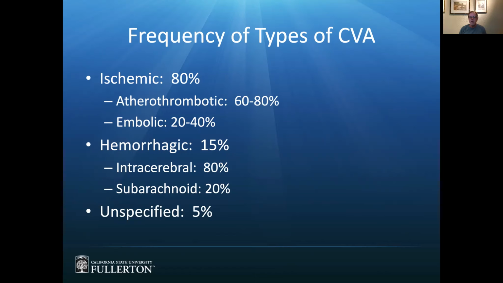And then breaking them down within those categories, within the ischemic strokes, most of them are atherothrombotic, and a smaller number are embolic. And within the hemorrhagic strokes, about 80% are intracerebral and 20% are subarachnoid. Those would be the ones that form from the berry aneurysms and the saccular aneurysms and the arteriovenous malformations. Okay, so that just gives you some numbers on the relative frequency of them.